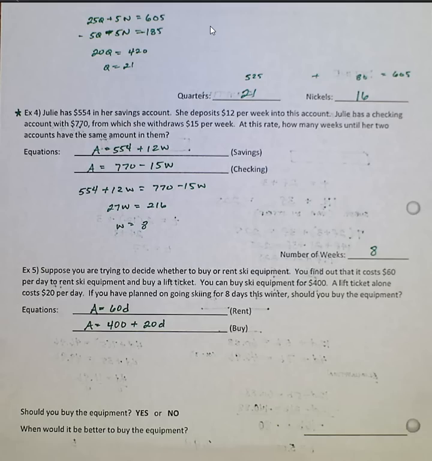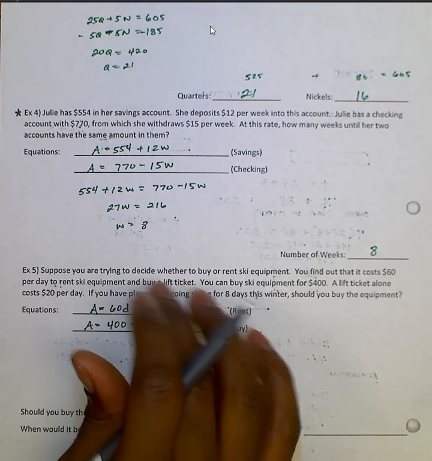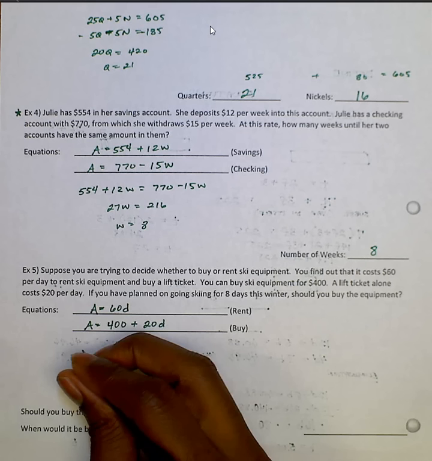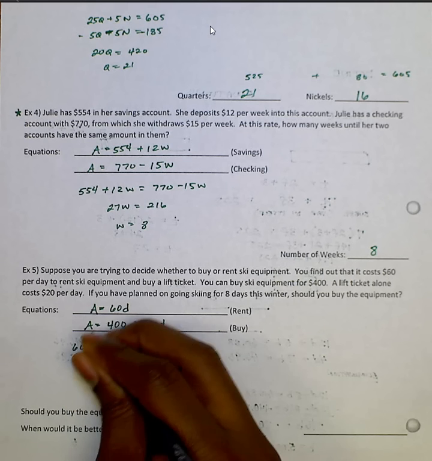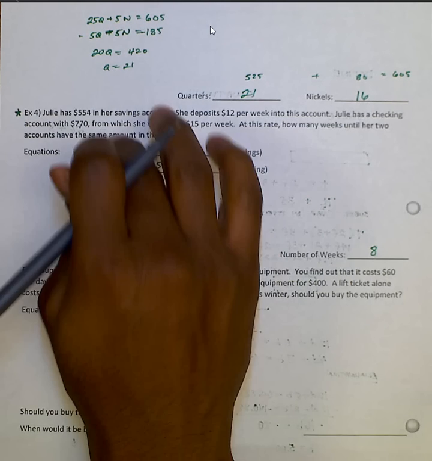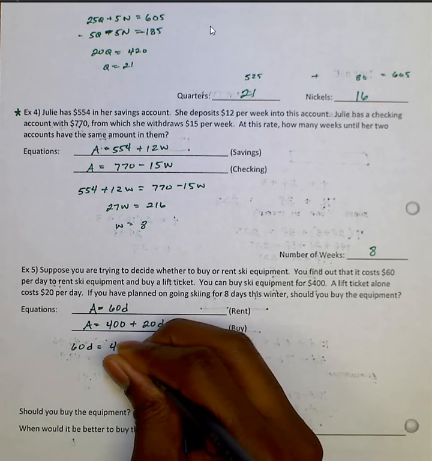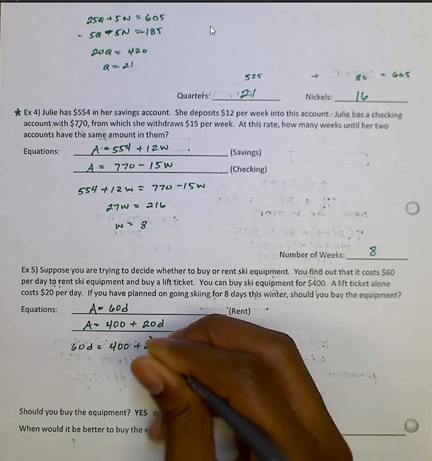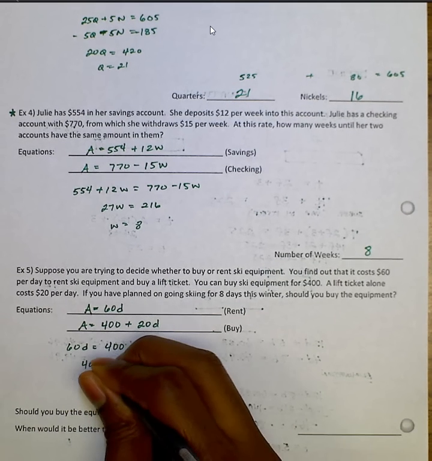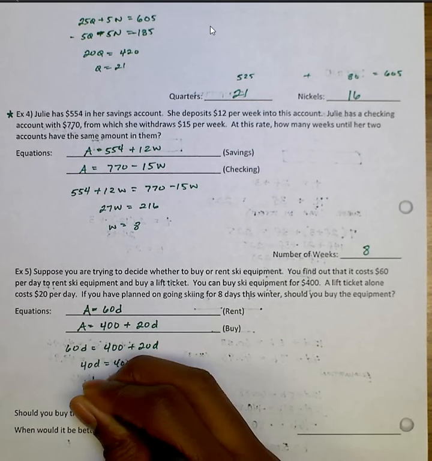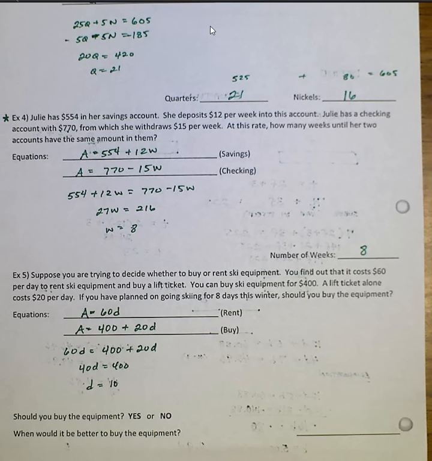We can solve this equation if we wanted to and say, okay, when will it be the same? When will the amount of rent and the amount that you buy be the same? And so we say, okay, 60D, because this is set up for substitution just as our last problem was, 60D equals 400 plus 20D. Okay, substituting 60D for A. And then we get 40D equals 400. And then we solve and get D equals 10. So at 10 days, they'd be the same.